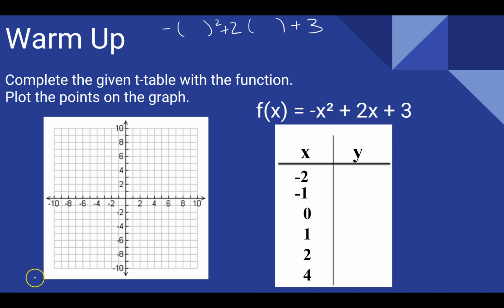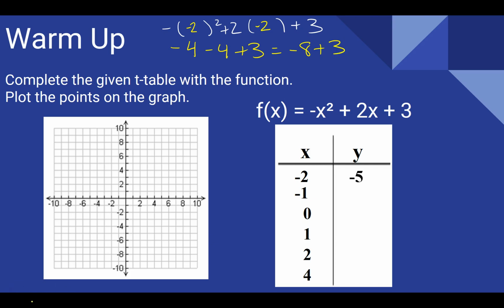So the first one, my x value is what? Negative 2? So we're going to plug in negative 2. PEMDAS tells me to do exponents first. So what is negative 2 squared? 4. That negative is still out the front. Then over here, what is 2 times negative 2? Negative 4, and then plus 3. So what is negative 4 minus 4 plus 3? Let's see, that's negative 8 plus 3, which gives me negative 5.